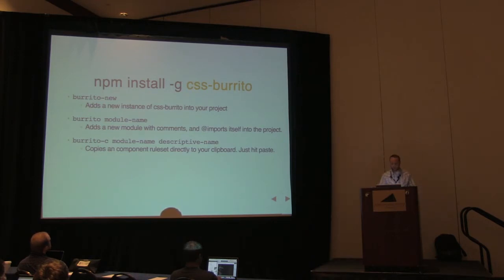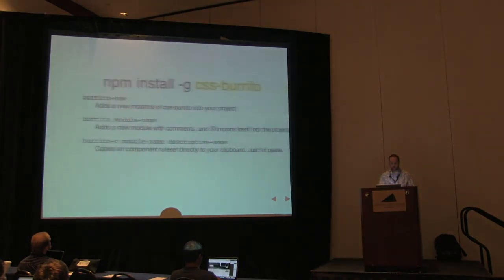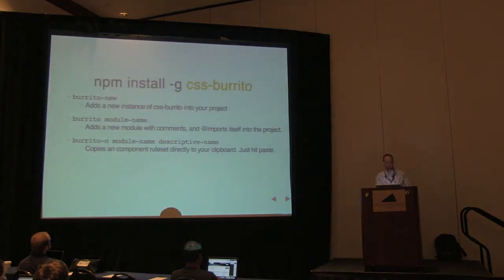And then finally, when we want to create this snippet of code here, we can use this burrito-c command, and it takes in 2 arguments: the name of your module, and then a descriptive name for the component. And what it does, it generates a snippet for you in the command line. You just look at it, and if it looks right, you can just tab over to your editor and just hit paste. It's already copied to your clipboard.